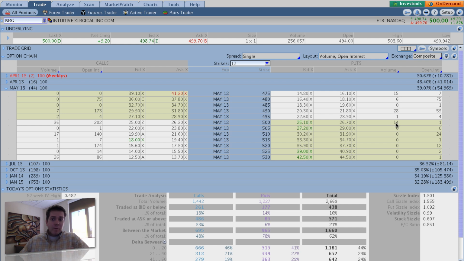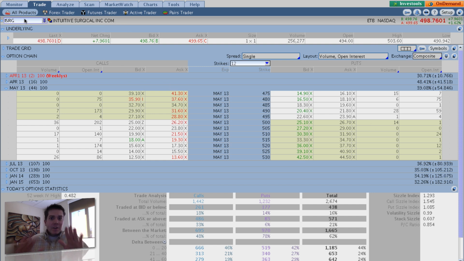Over here in the volume column, 14. I said my minimum acceptable is 500. We're almost 500 away from 500. Open interest, 1. We're almost 1,000 away from my 1,000. We're 999 away from my 1,000 minimum acceptable open interest. So as you can see here, this clearly is not a tradable option in ISRG. I would never trade ISRG options, and this is why.